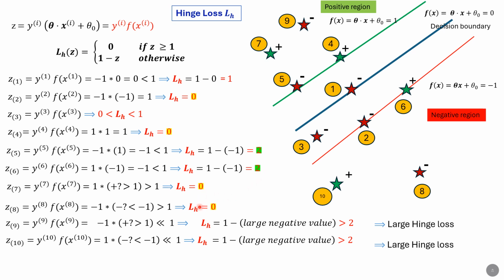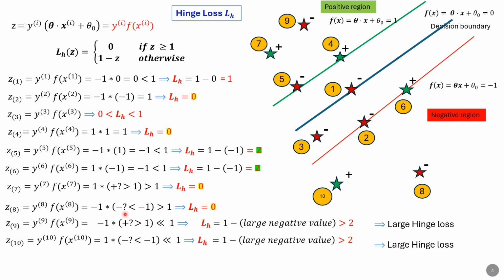Now 7 and 8. They are in the correct region. This is the positive data point in the positive region. This is a negative data point in the negative region. Therefore, we should expect zero hinge loss. Here we can compute: y7 is 1, f of x for 7 is something greater than 1. We said here in this area f of x must be greater than 1. Therefore, we know this number is greater than 1. Then according to this, hinge loss is 0.